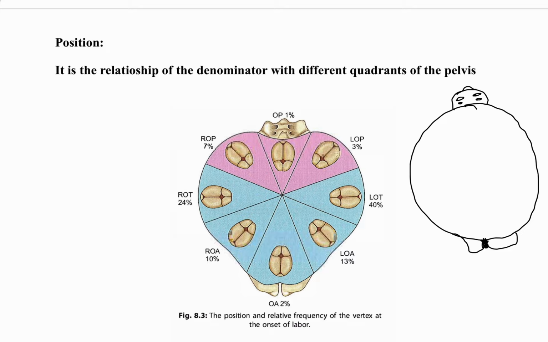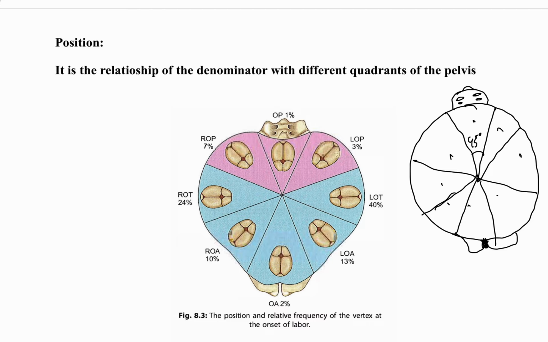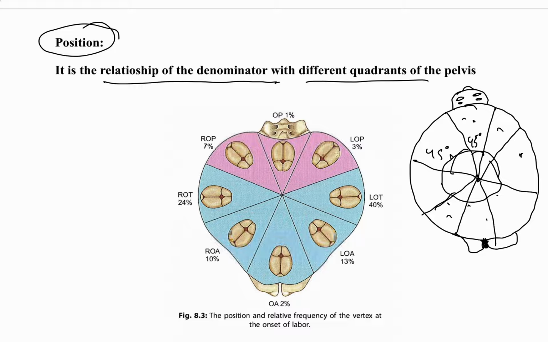So the pelvis is actually divided into 8 quadrants. Each quadrant is 45 degrees. So it is divided into 8 quadrants like this. So 1 2 3 4 5 6 7 8, each quadrant is 45 degrees. So the 360 degrees of the pelvis is divided into 8 quadrants like this, and the relationship of the denominator with these different quadrants is known as the position. Now for keeping the topic simple, we are going to discuss the position in case of vertex.